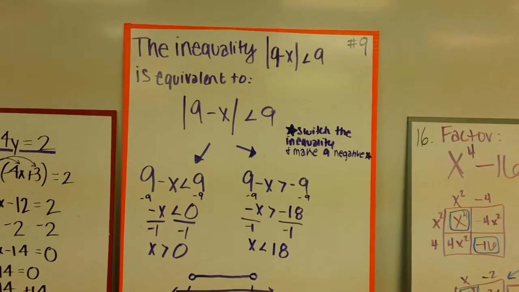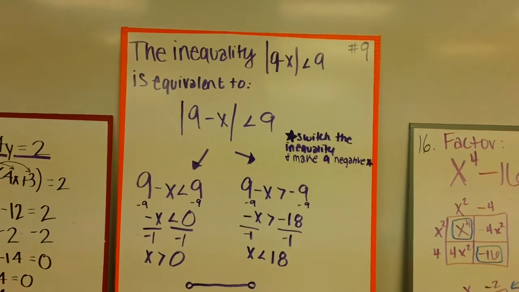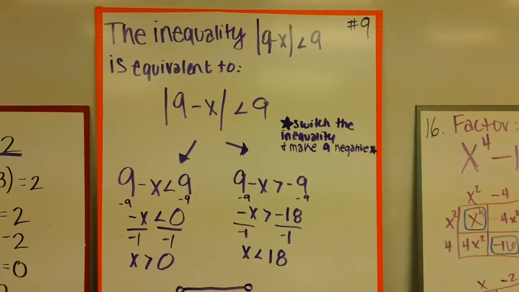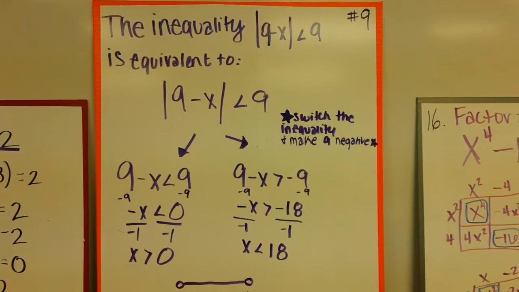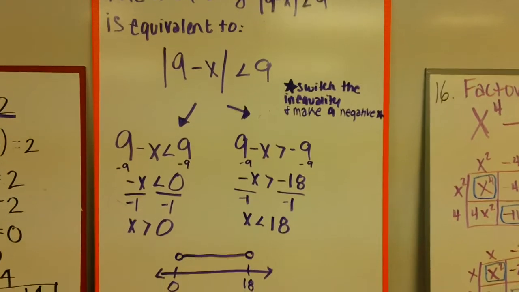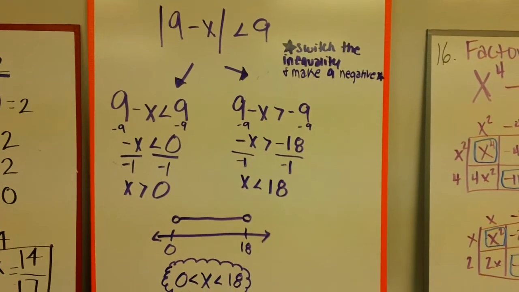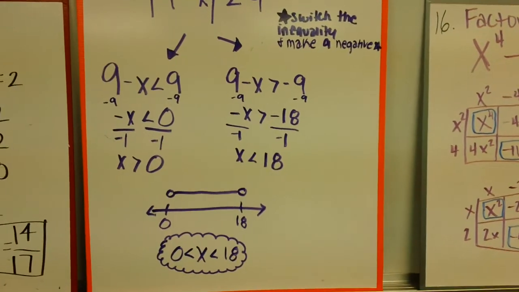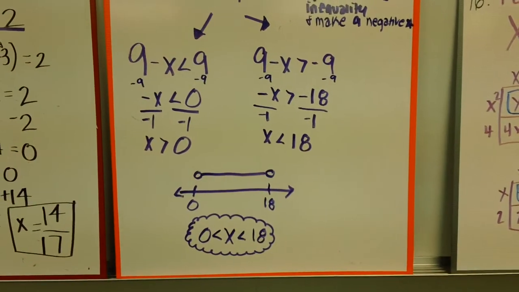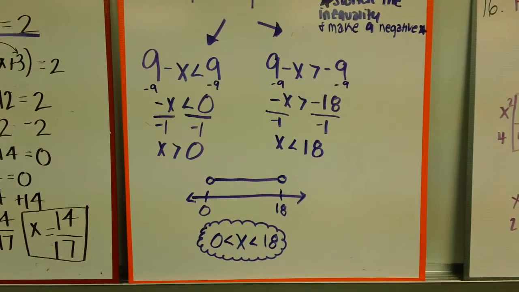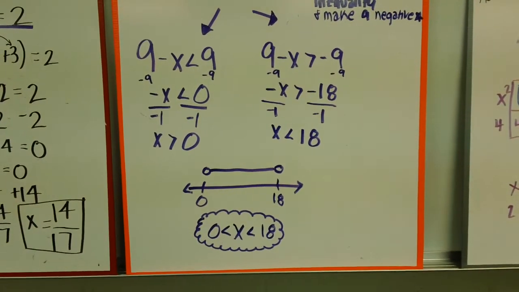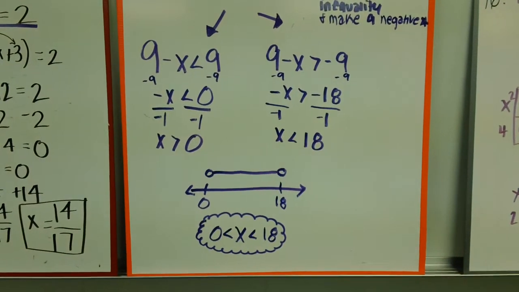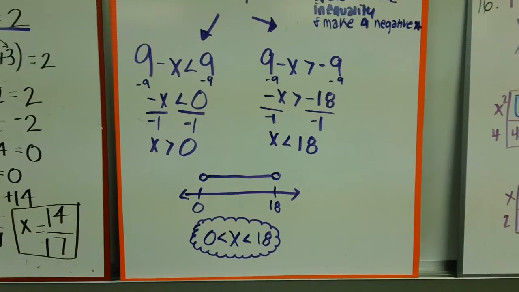Here we had number 9, and the problem was the absolute value of 9 minus x is less than 9. So you take the inequality and you make it two different inequalities. On one side you just drop the absolute value, and on the other side you take the inequality sign and flip it and make the 9 a negative 9. So going to the side that is 9 minus x is less than 9, you then subtract 9 from both sides, and then you're left with negative x is less than 0. You then divide by negative 1 on both sides, and when you divide by a negative in an inequality, you then switch the inequality sign, so you end up with x is greater than 0.